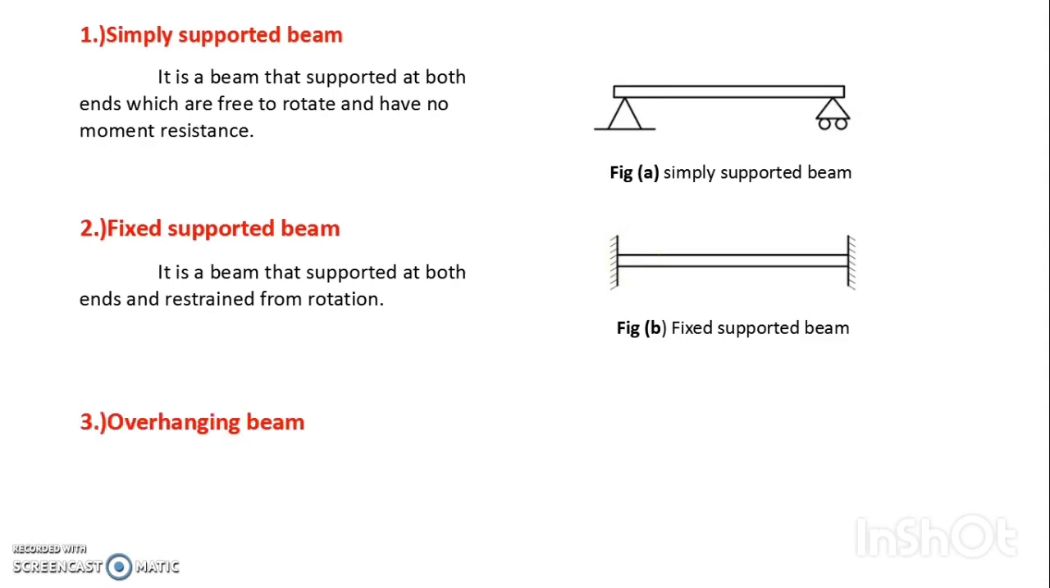Next, we are going to discuss the overhanging beam. The overhanging beam is the same as a simply supported beam, but instead of the beam ending within the supports, one end extends beyond one support. If you see here, after the roller end, the beam is projecting beyond the support, which is known as an overhanging beam.